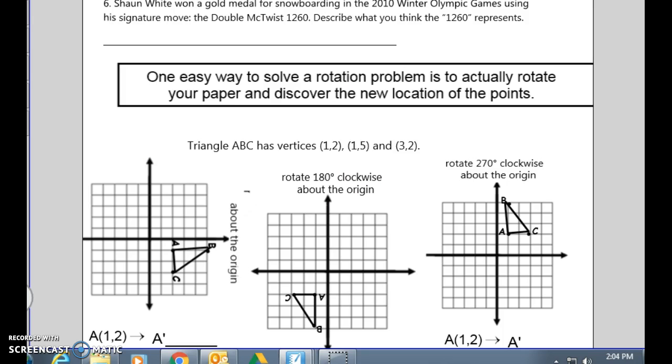John White won a gold medal for snowboarding in the 2010 Winter Olympics with his signature move, the double McTwist 1260. Where does the 1260 come from? All the times he spun around. How many times did he spin around? 4. 4? Do you agree?